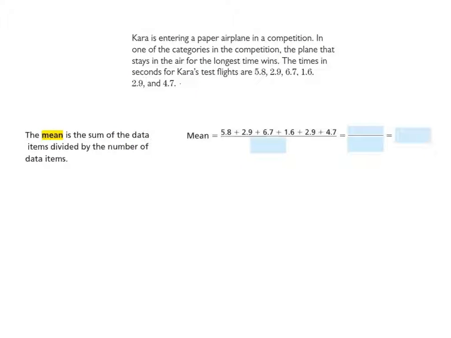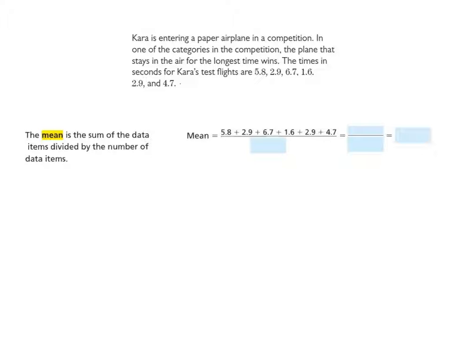Here's our first example problem. For this one problem, I'm going to find the mean, median, mode, and range. We're going to start with the mean, okay? So you're going to see this problem 4 times. Kara is entering a paper airplane in a competition. In one of the categories, the plane that stays in the air for the longest time wins. The times in seconds for Kara's test flights are 5.8, 2.9, 6.7, 1.6, 2.9, and 4.7 seconds.